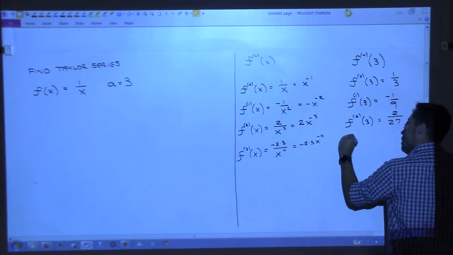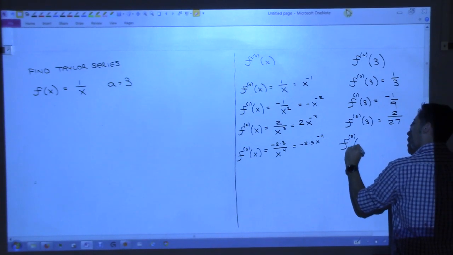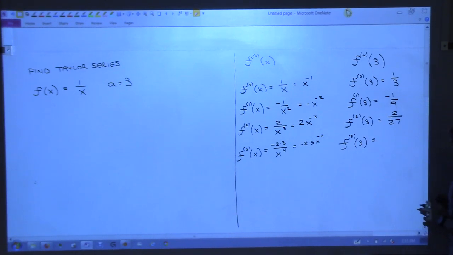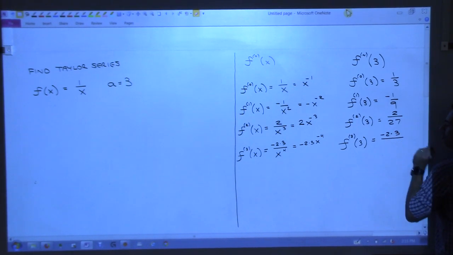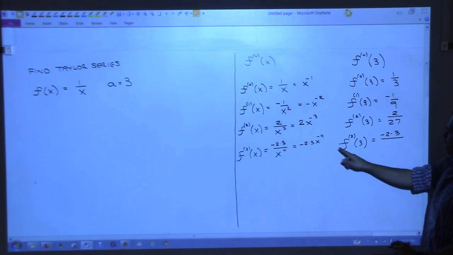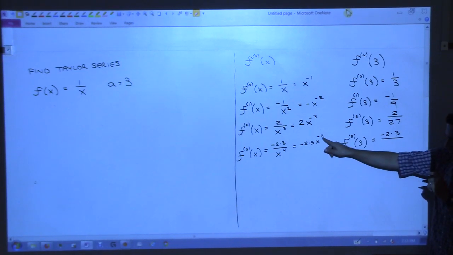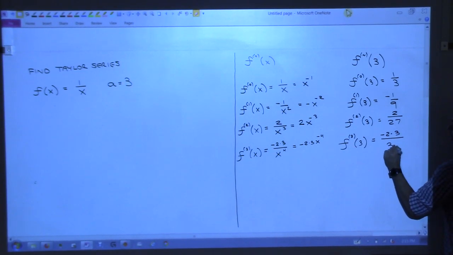What is the third derivative at 3? So watch how I write this. I'm going to write it as negative 2 times 3 over what? I'm going to put 3 to the 4th down here. Do y'all see that? And now I can retroactively go backwards.